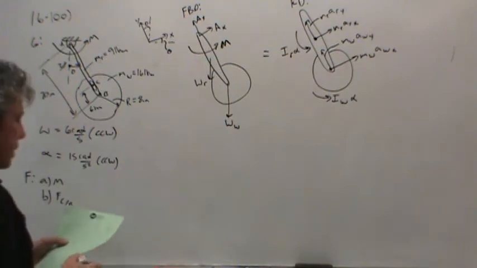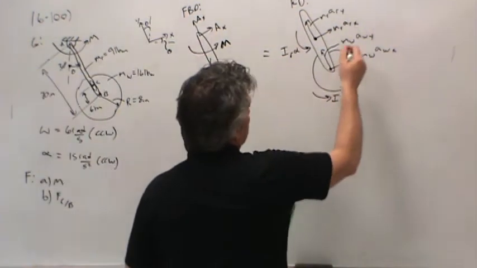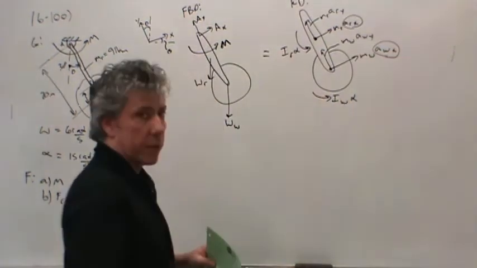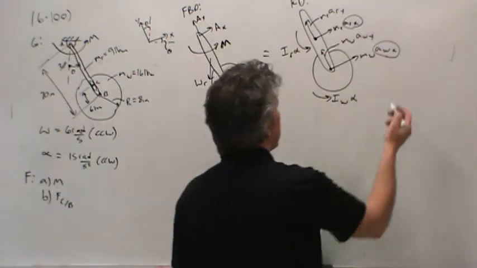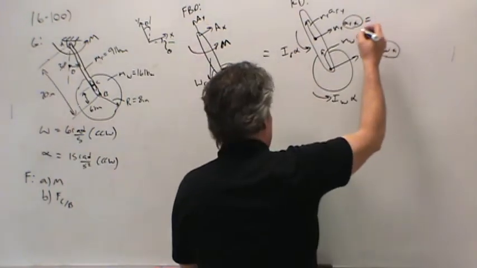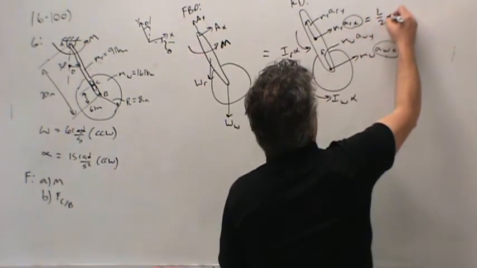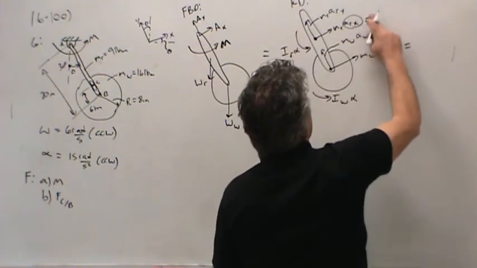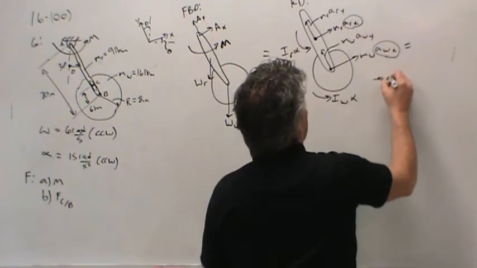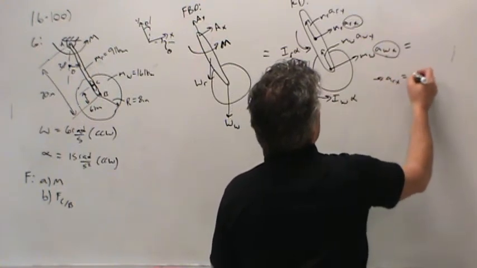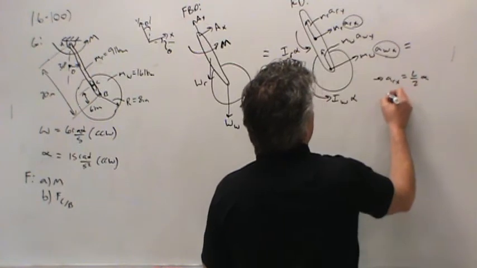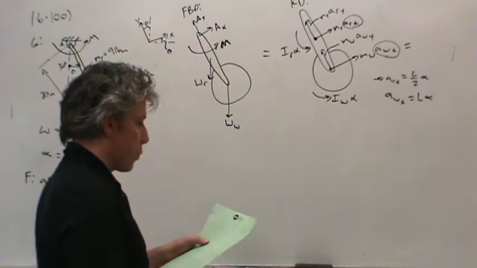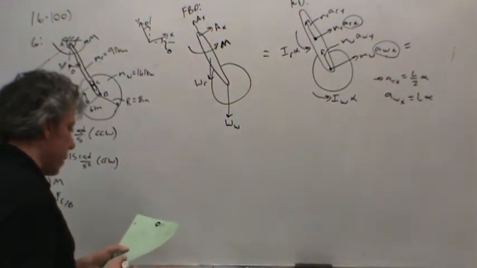Now, a little bit of kinematics is in order here. There is a relationship between the x components of acceleration and the angular acceleration of the whole assembly. As a matter of fact, it's pretty easy to see that ARX equals L over 2 alpha, and AWX equals L alpha. So now we've got an expression in terms of alpha for all of the accelerations.